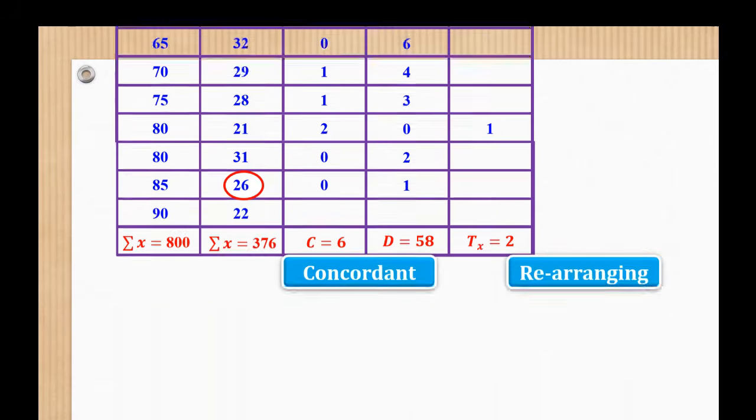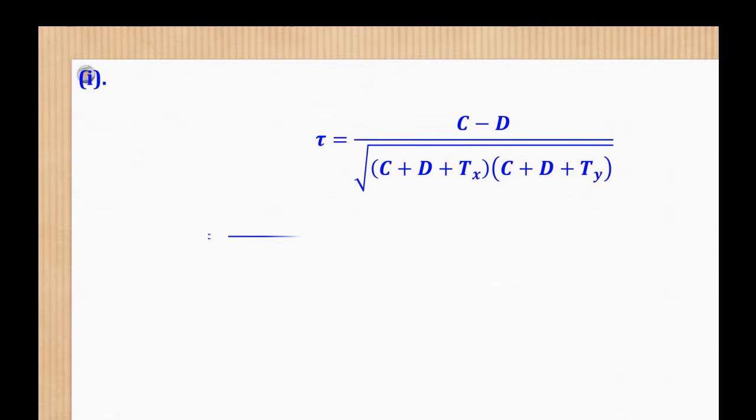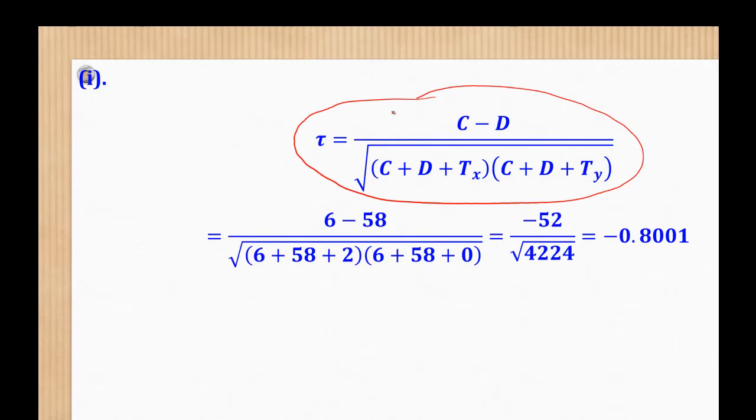Okay, now that I've got that, I can now quote the formula and substitute, then get the output. So this is the formula for Kendall's when there are ties. So this one, we saw it as 6. This we saw it as 58. So 6, 58, 6, 58. Then tying x, we saw it as 2. And here we saw it as 0.